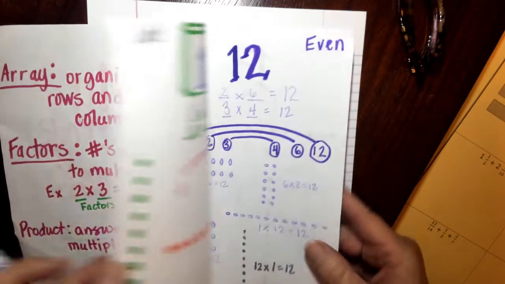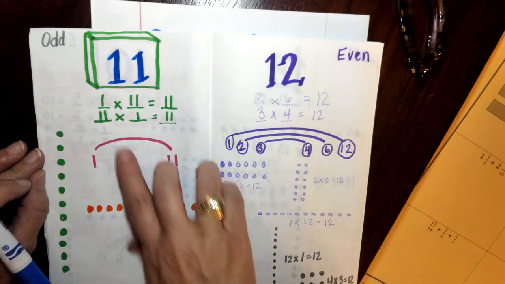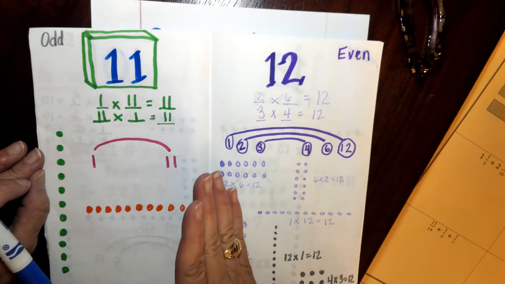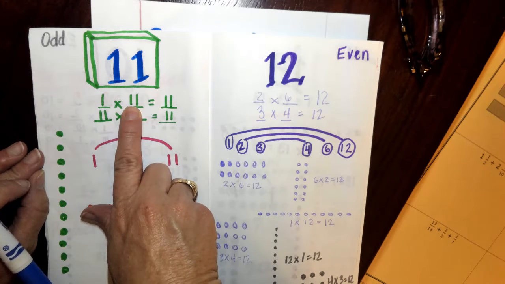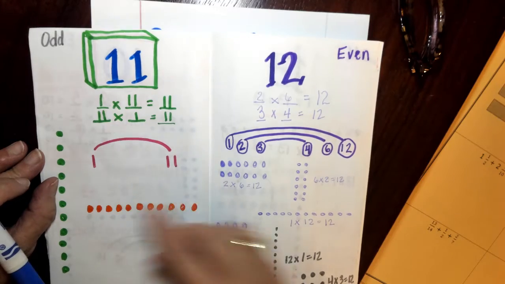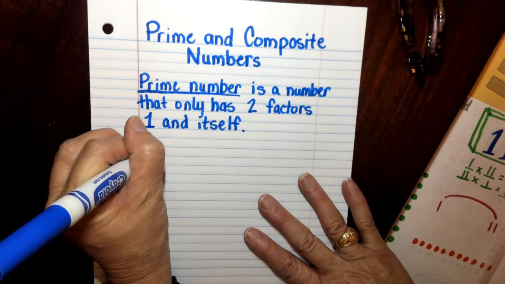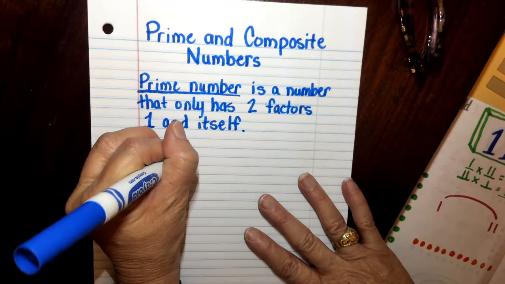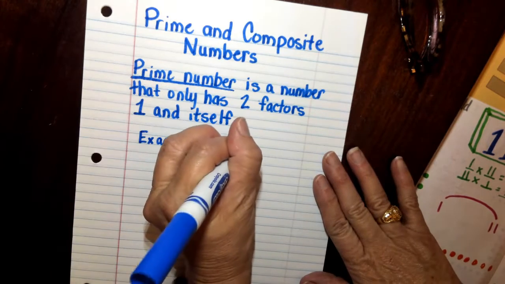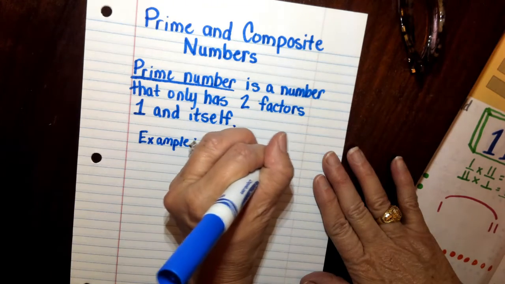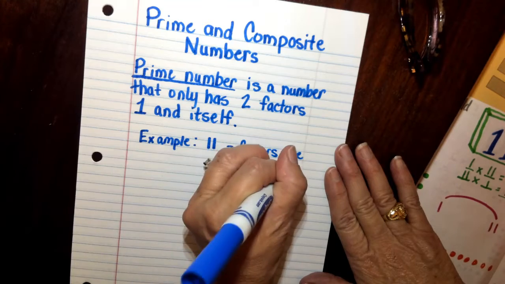When I look at the number 11, I see that there are two factors for the number 11, not pairs, two factors. That would be the number 1 and the number 11. Those are the only ways to make the number 11. So back to my notes, I'm going to write an example of what a prime number would be, and a prime number would be an example of the number 11, because the factors for 11 are 1 and 11.